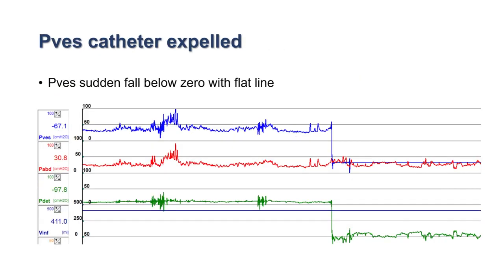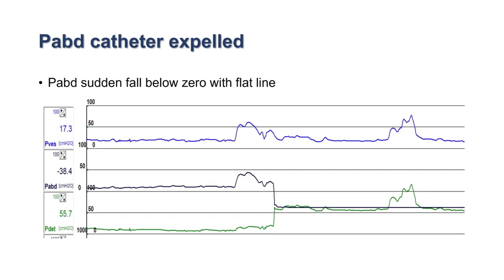PVES may suddenly fall below zero with a flat line. It is obviously that the P vesicle catheter has come out. A similar thing happens in P abdomen.